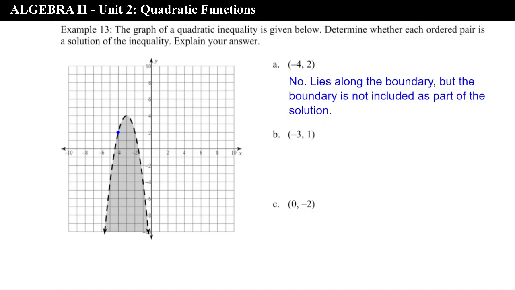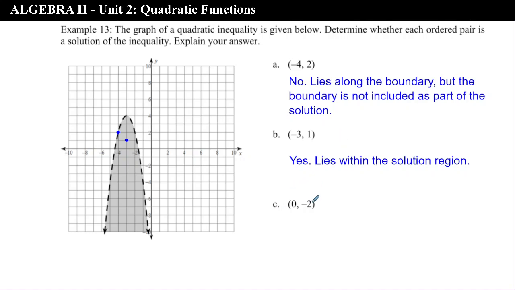All right, for part B, we've got negative 3, 1. So let's see where that is. We have negative 3, 1 is plotted right here. And so that's clearly in the shaded region, so therefore it is a solution. So here's how we would write that answer. We would say yes, it is a solution. It lies within the solution region.